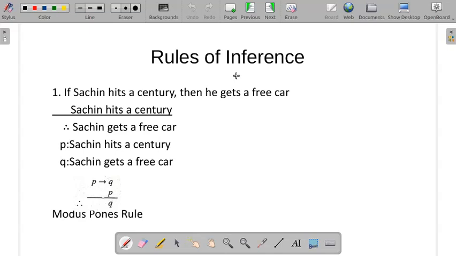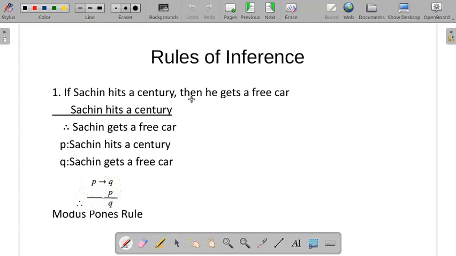Now let's take the first problem. So first thing students have to remember is that they should always know the rules of inference that we have just seen before, because without remembering that, you will never know what kind of rule of inference we have to apply for the problems that we do now.